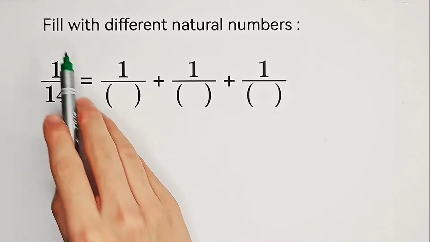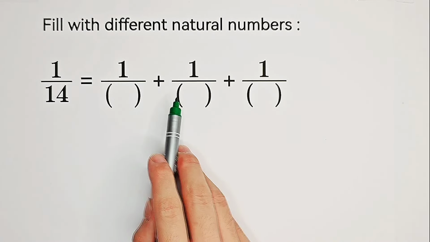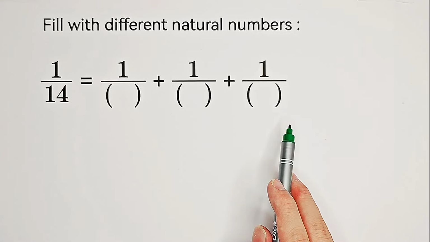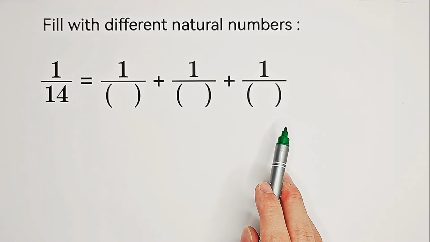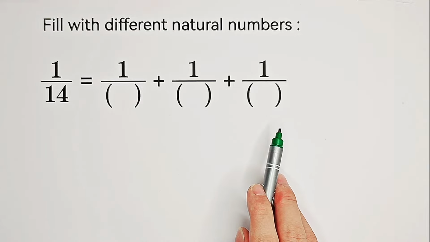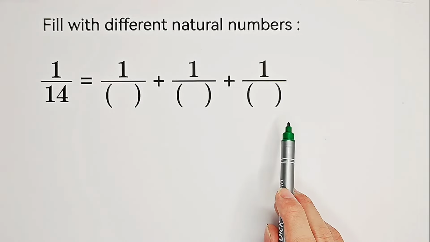Fill in the brackets with different natural numbers. 1 over 14 equals 1 over what plus 1 over what plus 1 over what? Easy or hard? Now, let's see this problem in another way. Have a look at this equation.